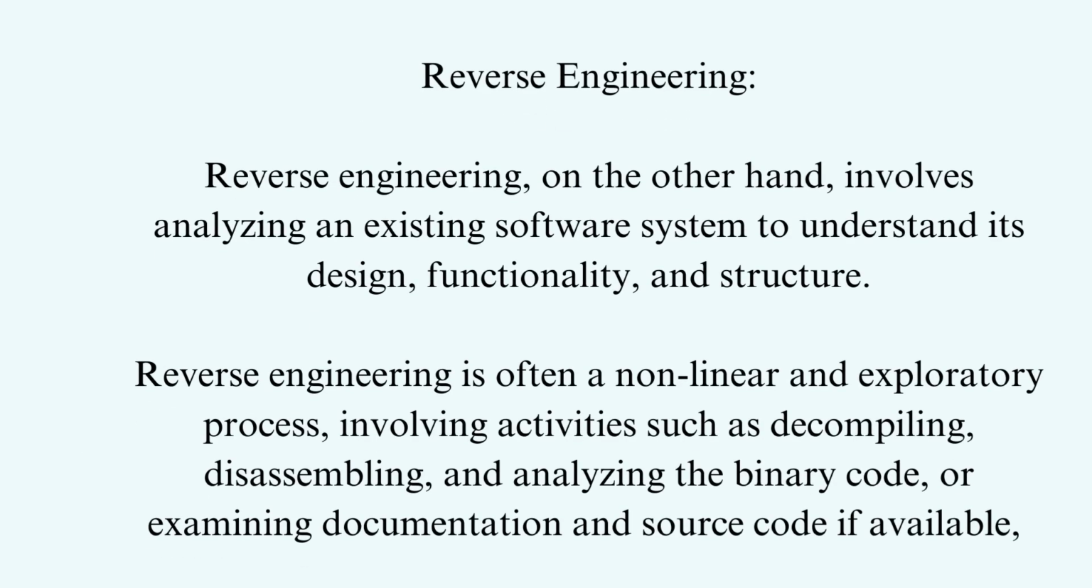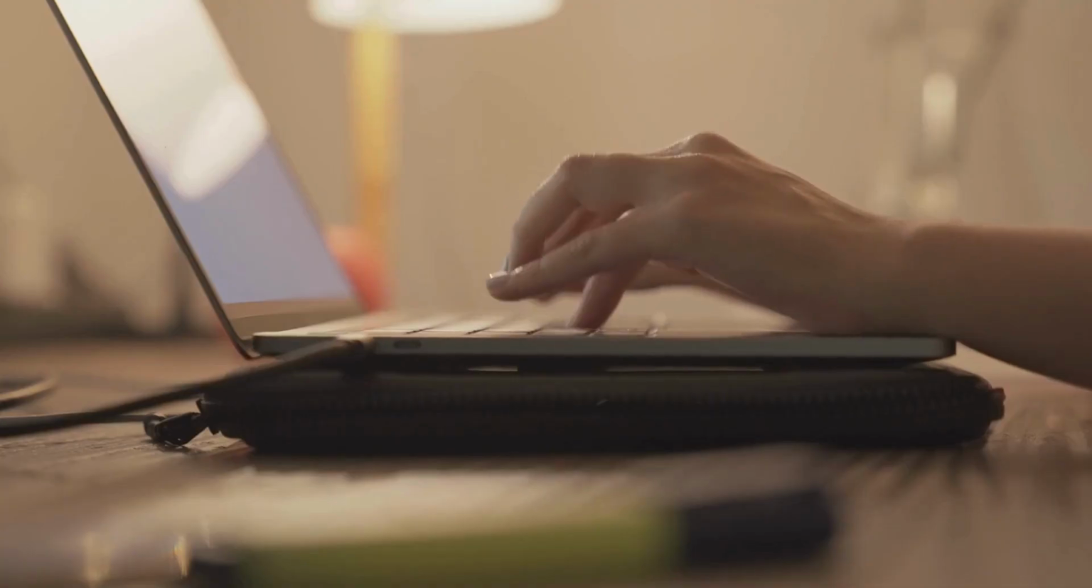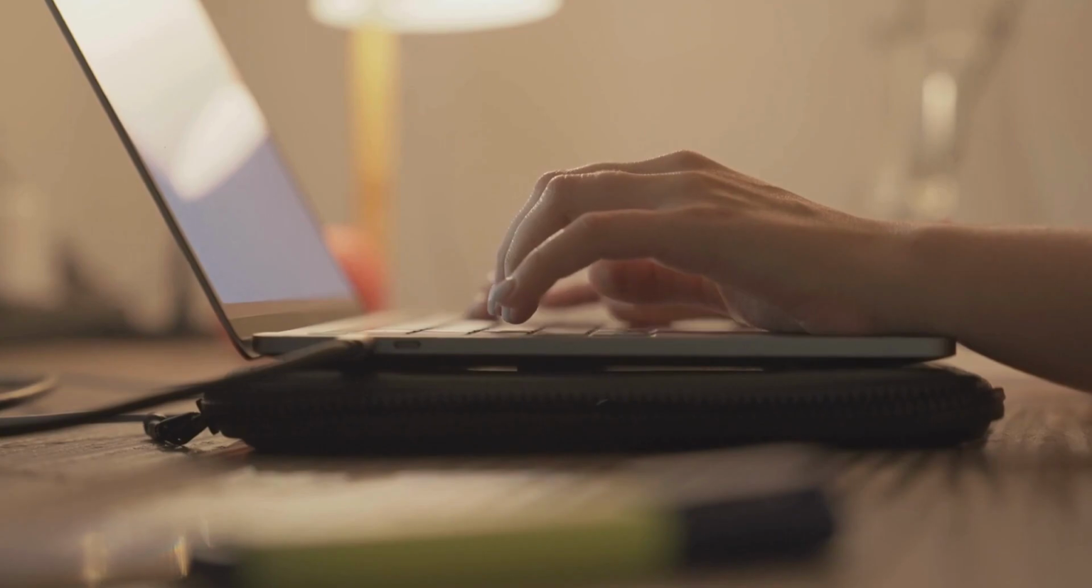Reverse engineering. Reverse engineering, on the other hand, involves analyzing an existing software system to understand its design, functionality, and structure. Reverse engineering is often a nonlinear and exploratory process, involving activities such as decompiling, disassembling, and analyzing the binary code, or examining documentation and source code if available.